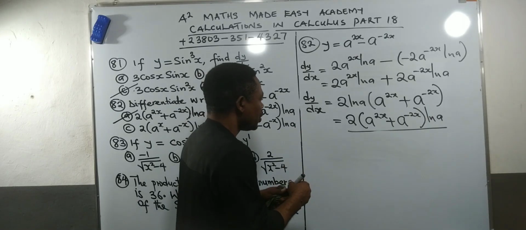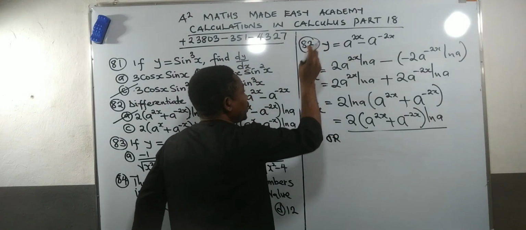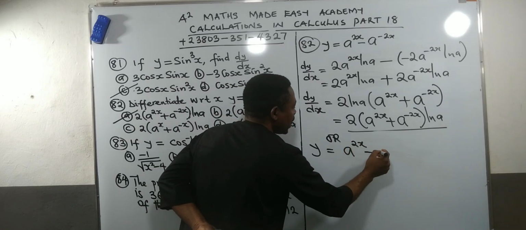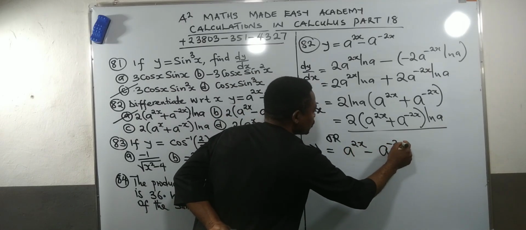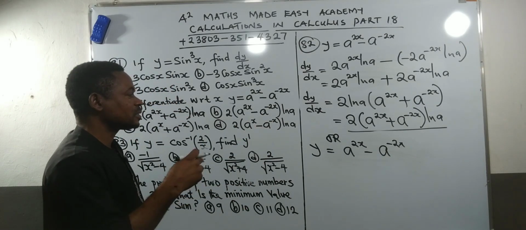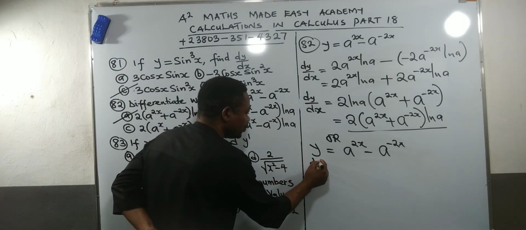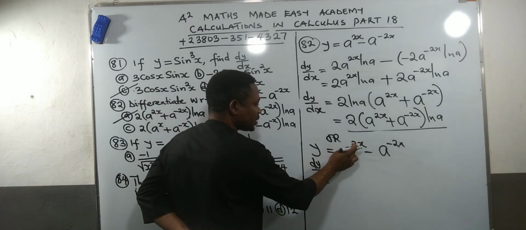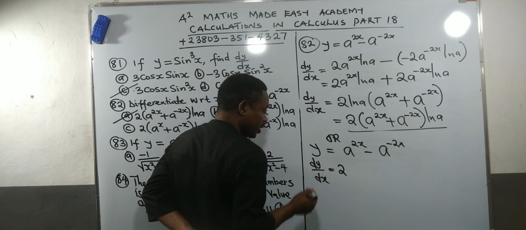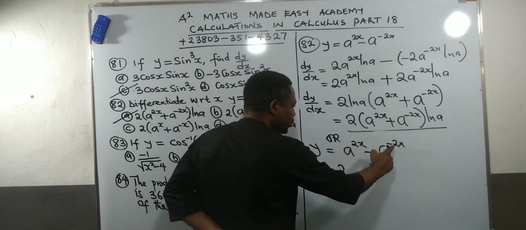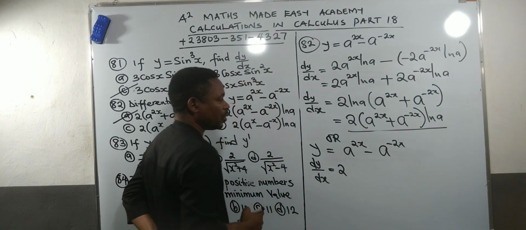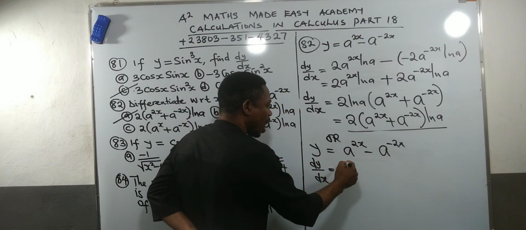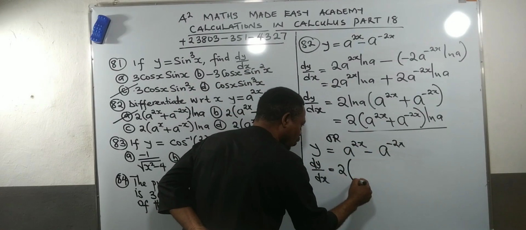Now, let me shock you. You can use a shortcut method now to differentiate this. How? y is given as a to power 2x, right? Then minus a raised to power minus 2x. You should know mathematically, look up. We are going to have dy over dx. Are you with me? Now, when you differentiate this, it will give you 2, right? And also, when you differentiate this, it will give you minus 2. I know that this minus and this minus will give you plus. So since the bases are the same, I will factor and open the bracket.